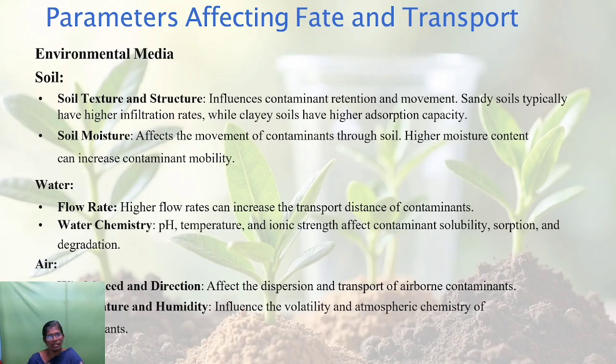Then what are the parameters? Parameters which affect the fate and transport of the contaminant. So for the contaminant, the environmental media are soil, water and air. If you take the soil, the texture of the soil and the structure of the soil are responsible. Sandy soil can have higher infiltration rates, while clay soil has less infiltration but higher absorption. Soil moisture also affects the movement of the contaminants. And in water, the flow rate of water will increase the flow rate of the contaminants through long distances.